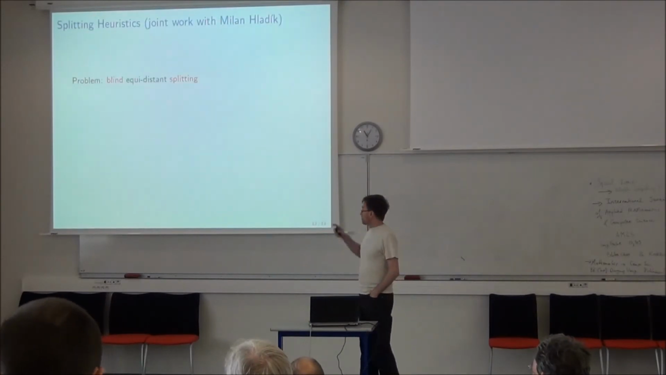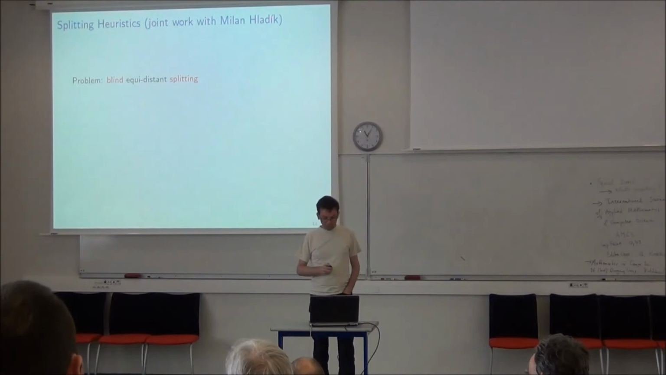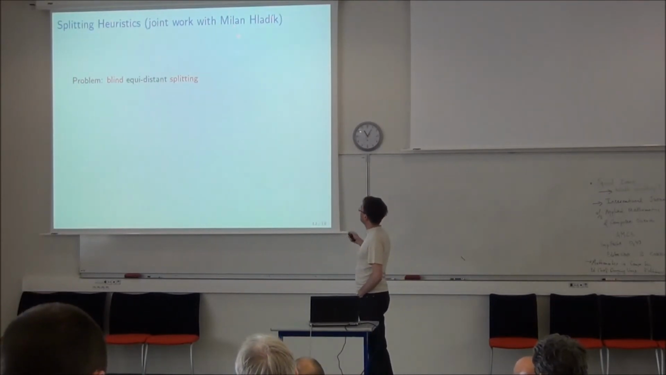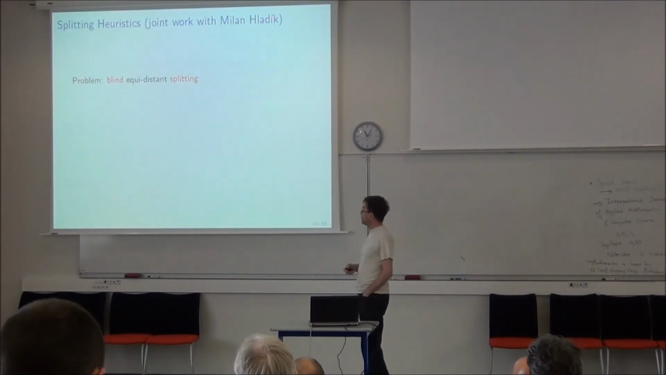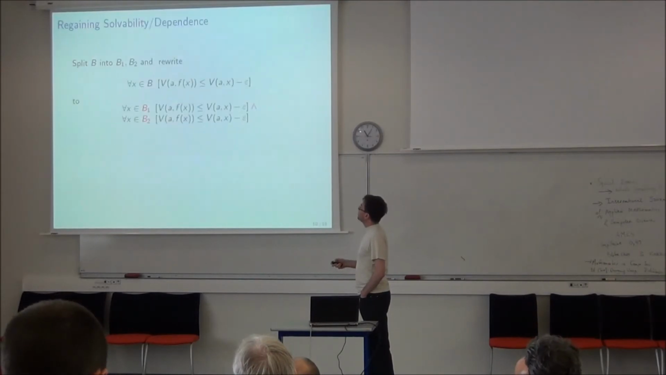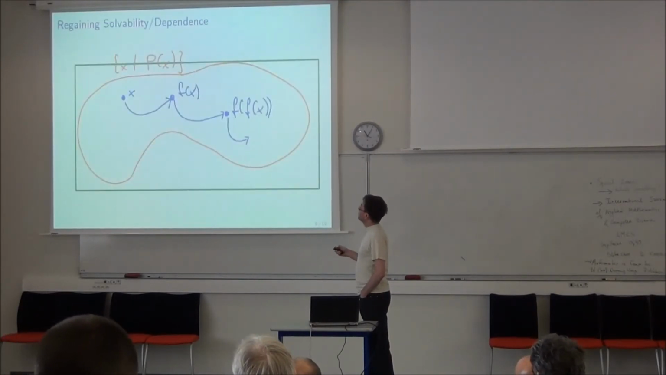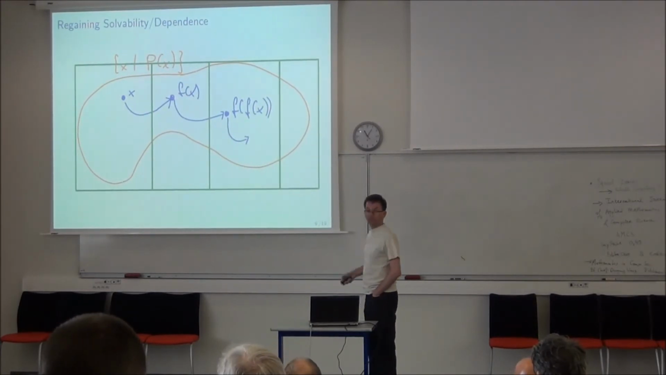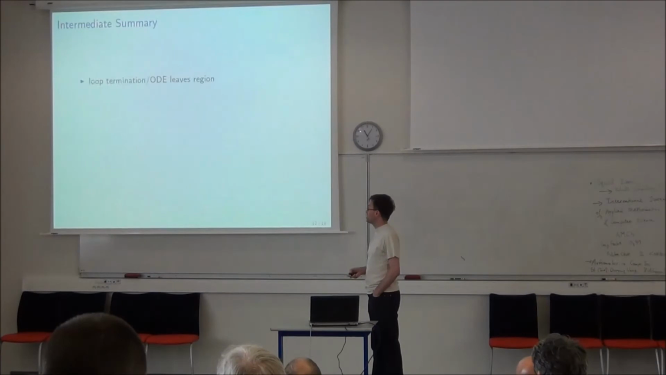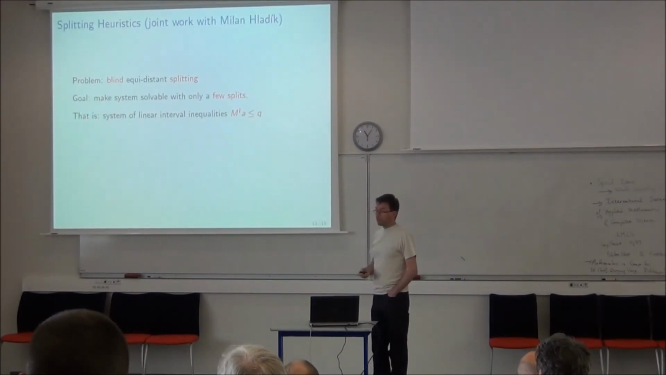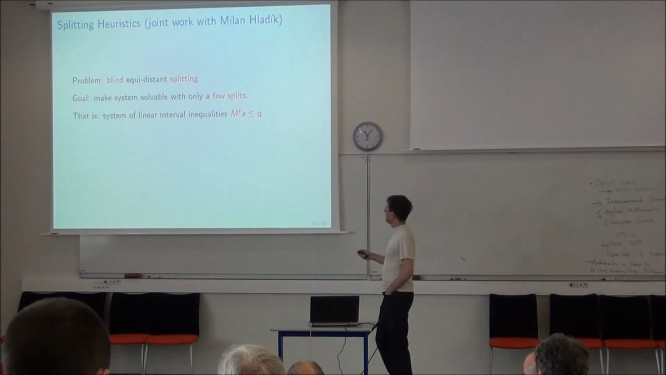So what I showed up to now is some work that is already quite old. In the last year, I worked with Milan Vladik on improving the splitting heuristics for this method. The problem here was that the splitting in the naive method was just in equidistant boxes, which is maybe not the best thing to do. The goal is, of course, to do the best splits that we can find.